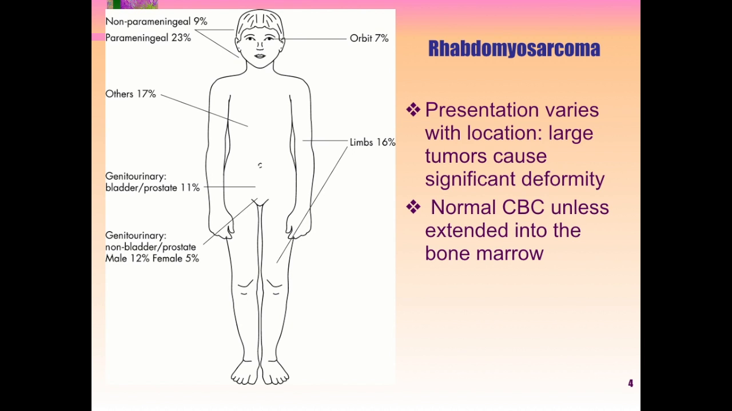This slide shows you the various areas that a rhabdomyosarcoma can develop. And when the tumors get large, they can create a significant deformity and lifelong morbidity. The CBC on these kids is going to be normal because remember, this is soft tissue.